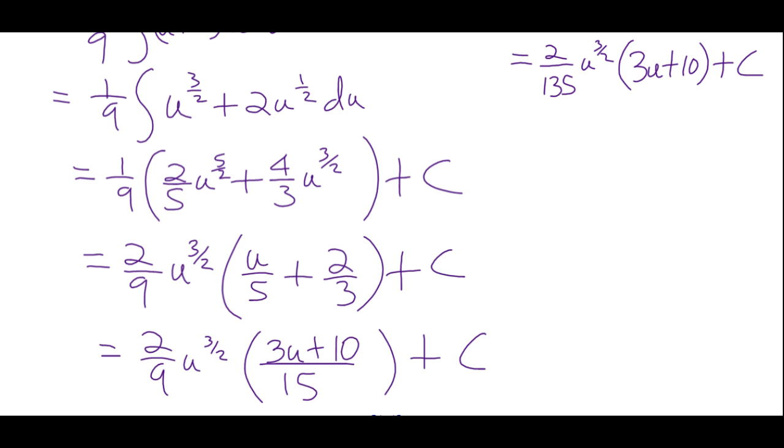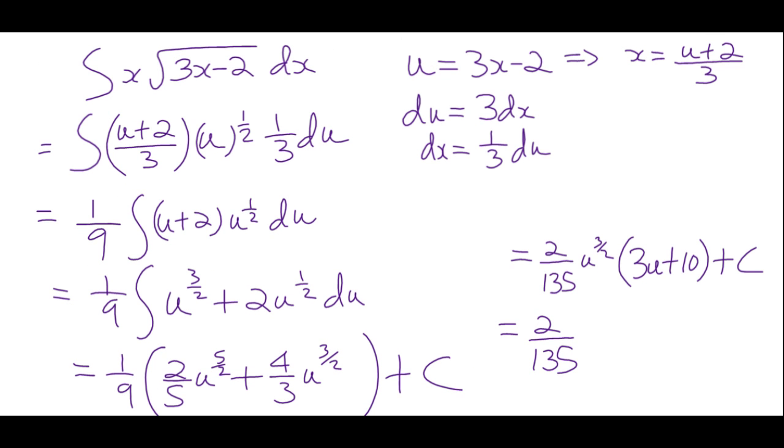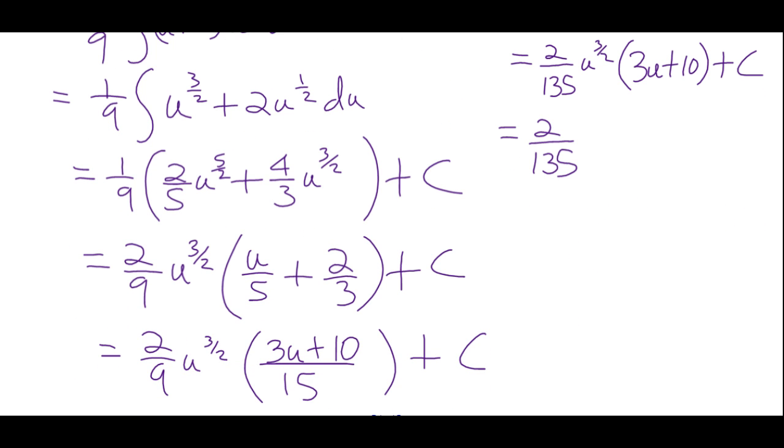You can do it in one step. I don't care how you do it. You do it your way and get the same answer, and then we'd be happy. Do it your way. Get a common denominator. What do you got? 3x minus 2 is u, right?